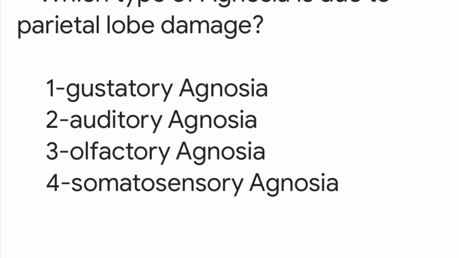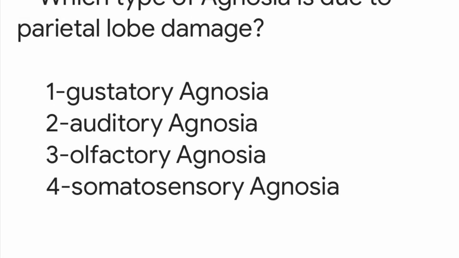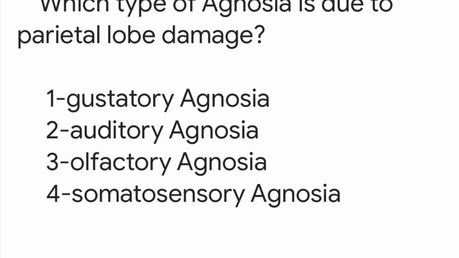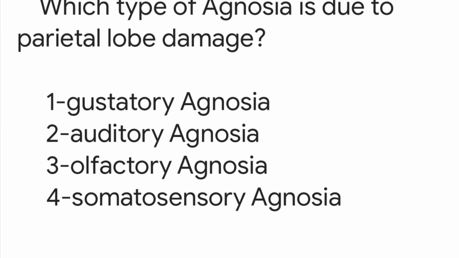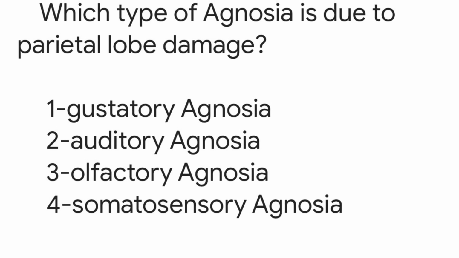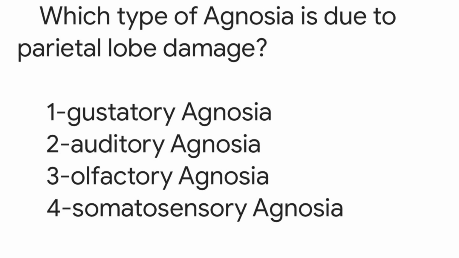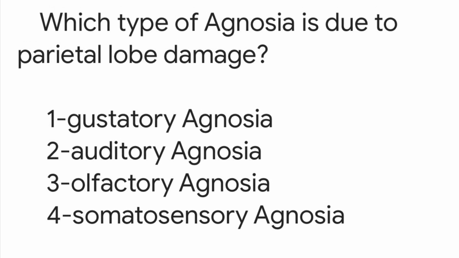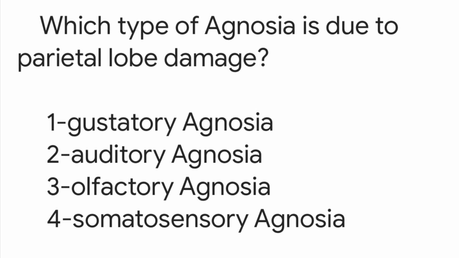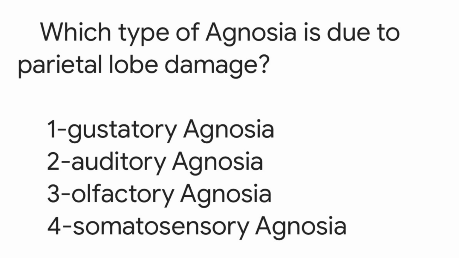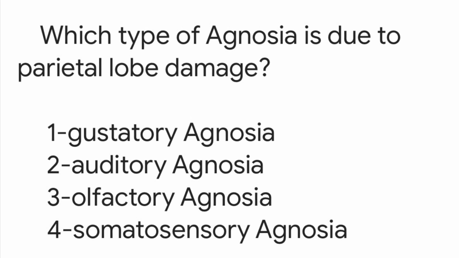Which type of agnosia is due to parietal lobe damage? Options are gustatory agnosia, auditory agnosia, olfactory agnosia, and somatosensory agnosia. The answer to this question is somatosensory agnosia, because the rest of the agnosias are because of temporal lobe damage, and this somatosensory agnosia is because of parietal lobe damage.